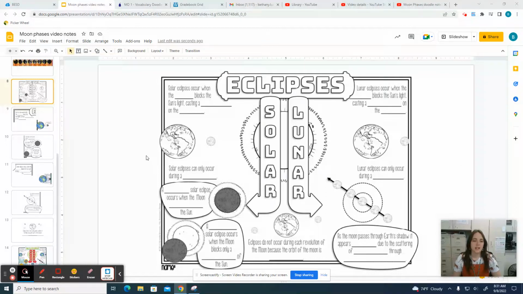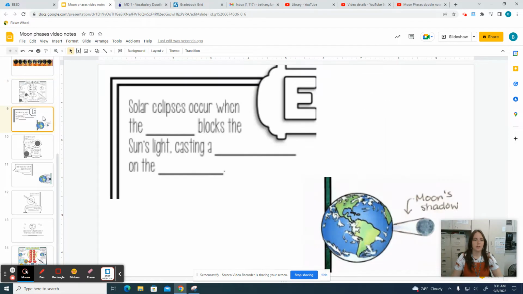Okay, this is the second half of the doodle notes. So go ahead and grab this paper from the supply shelf. It should be titled Eclipses, Solar and Lunar Eclipses. Okay, we're going to start up in this upper corner.